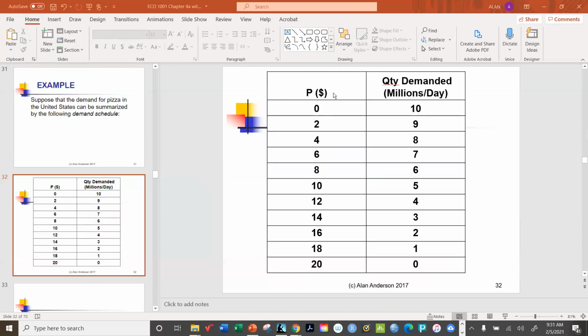So on the left, we have the price of a pizza, which we've got all the possible values from $0 to $20. And over here is the quantity demanded, measured in millions per day. So remember, this is for the whole country. Now, what do you notice about these two columns of numbers? What is it that jumps off the page at you? What are we seeing here? What happens to the quantity demanded when the price goes up?